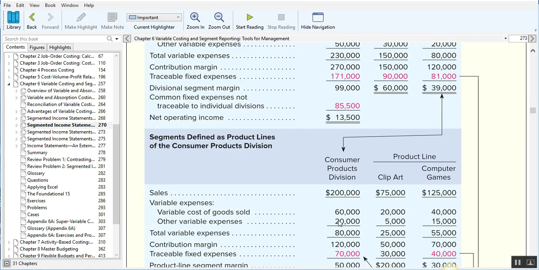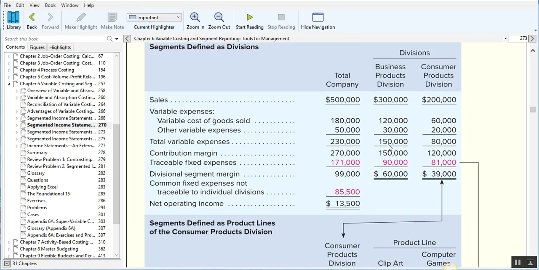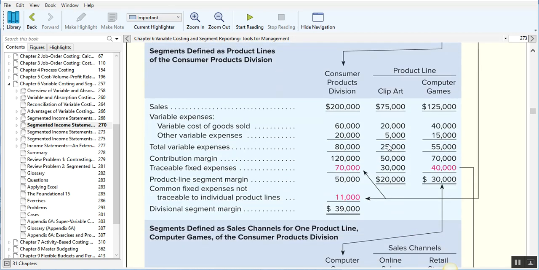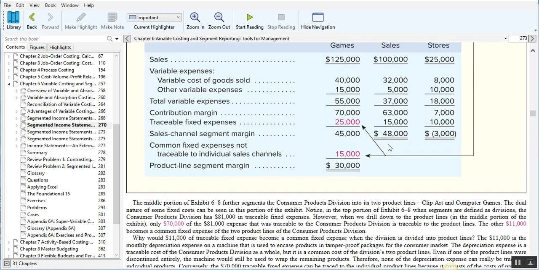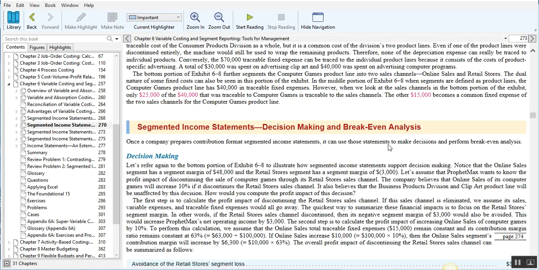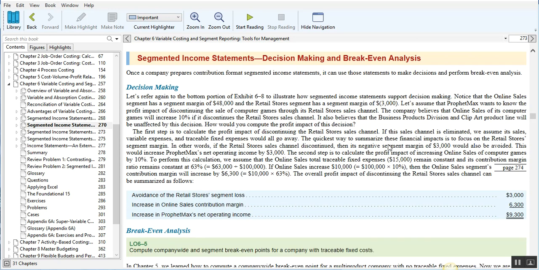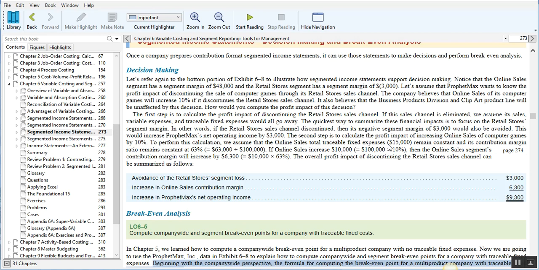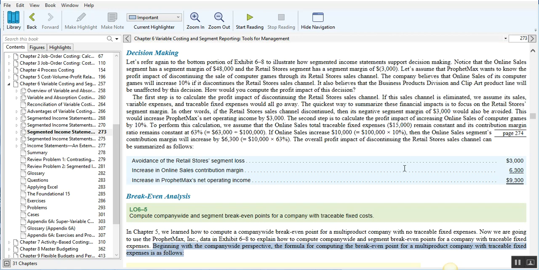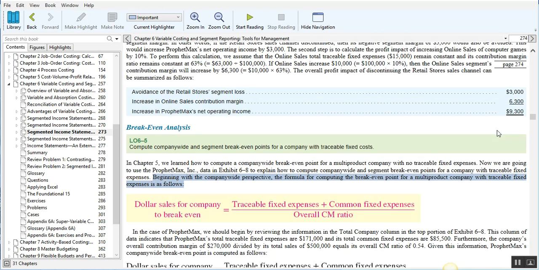By the way, this is very similar to those divisional statements we used to prepare for the four divisions we had at Blue Cross. So, with that said, we're talking about segmented income statements. Why are we doing this? Well, we can calculate break-even analysis per segment, but we're also going to use those segmented income statements for decision-making and analysis. So we have an overall impact for each of those divisions.